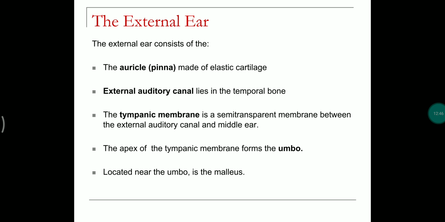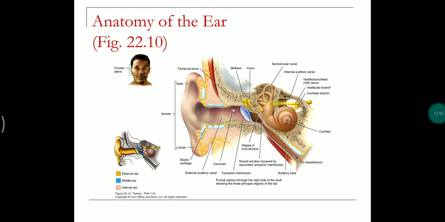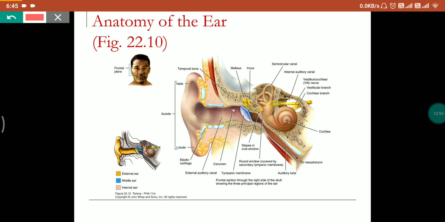The external ear consists of the ear pinna, auditory canal, and tympanic membrane, and an elevation called the umbo. Here we can see the structures of the ear. This is the ear pinna, and this is the internal ear, and this is the tympanic membrane. It consists of glands called ceruminous glands, which produce a wax-like substance, which helps in the trapping of foreign substances, dust, etc.